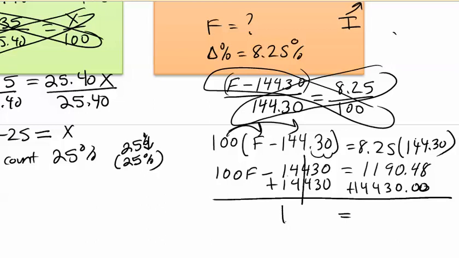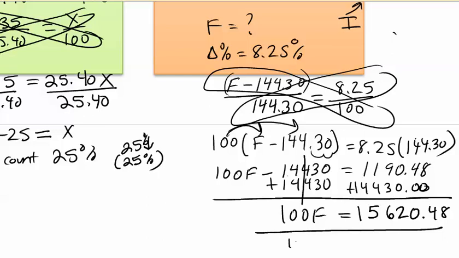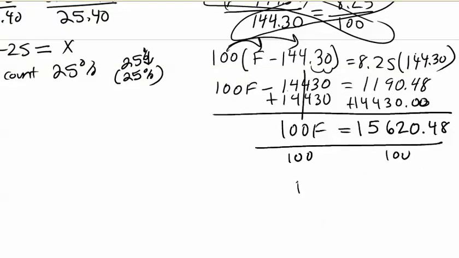Okay, so now these will cancel and I'm left with 100f. And now I want to add the 14,430 to that side. That gives me 15,620.48. Remember that. And then I'm just going to divide by 100 in order to solve for f. So I'm going to divide both sides by 100. And so f is equal to, well, yes, you can go ahead and divide it out, but I can tell you what it's going to do.